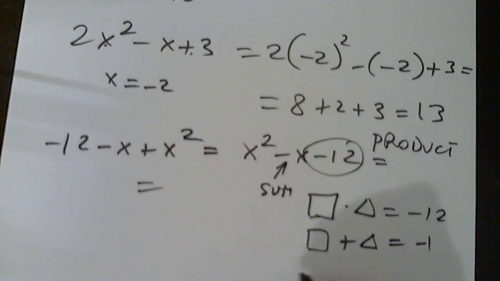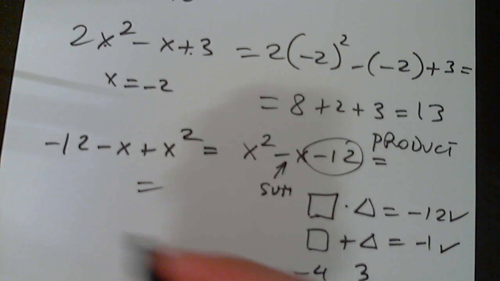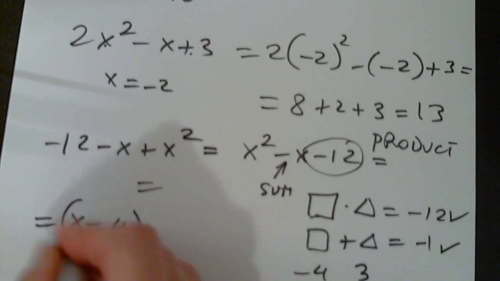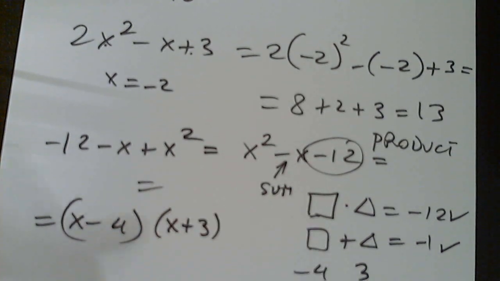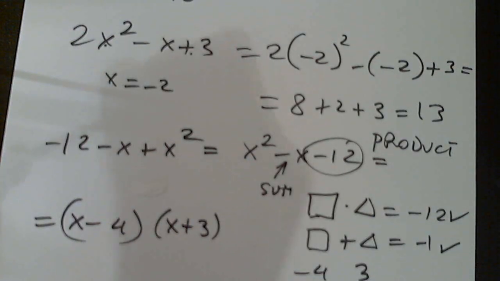So I know it's negative 4 and positive 3. Negative 4 times 3 is indeed negative 12. Negative 4 plus 3 is indeed negative 1. So the answer would be (x minus 4)(x plus 3). And you can always go back and check by distributing to make sure you don't lose points.